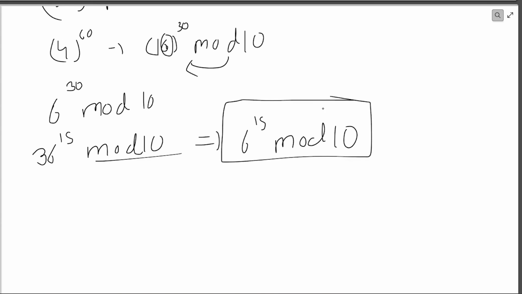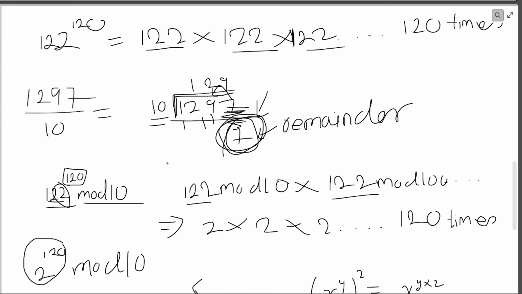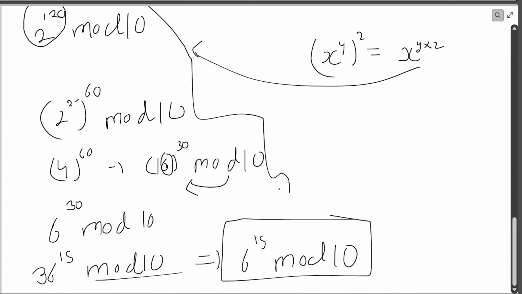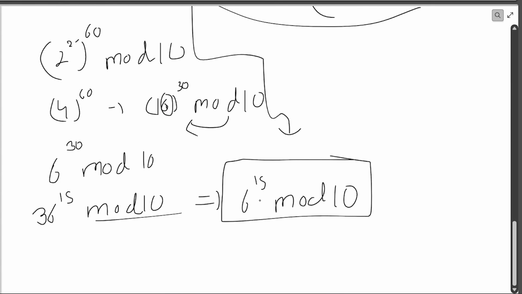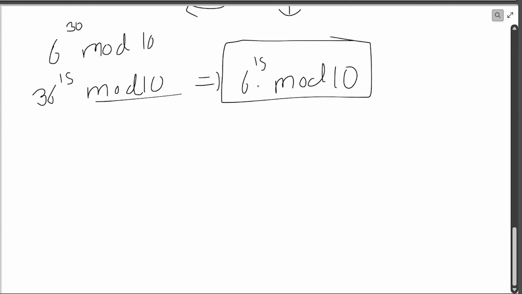As you can already see, from a problem like 2 raised to 120, which is certainly not calculable by hand, we can reach a much simpler problem of 6 raised to 15 mod 10. And even though you can, given enough time, calculate what 6 raised to 15 is, there are much faster ways of doing that.